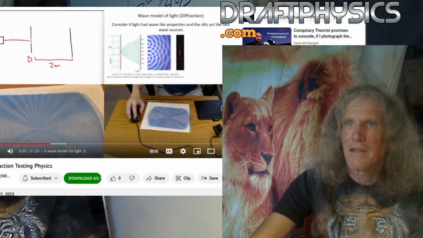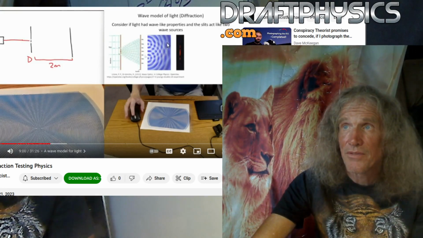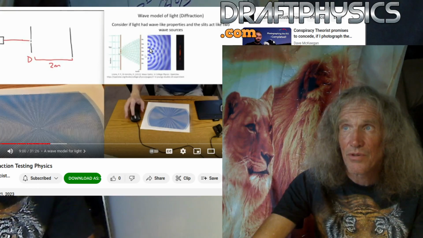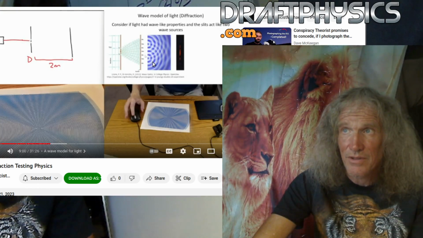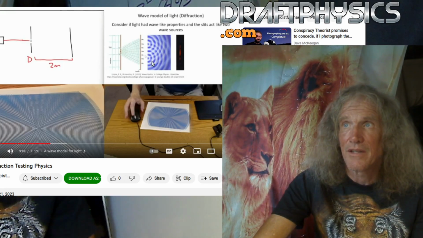So here he has the classic bad drawing, all right? The double slit drawn as if it's a two-source experiment. It's not a two-source experiment, it's a four-source experiment. So again, he's just converting a double slit into a single slit.